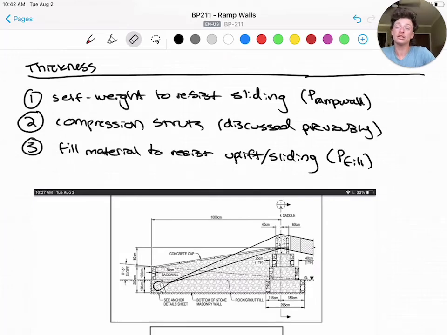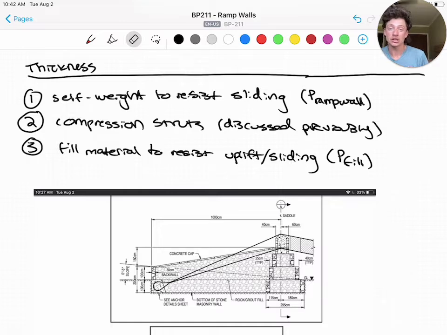Hello. In this lecture, we will discuss the ramp wall thickness design. Now, as we've discussed before, I'll reiterate, ramp walls serve the following purposes from a structural perspective. One, they are self-weight, resist sliding.